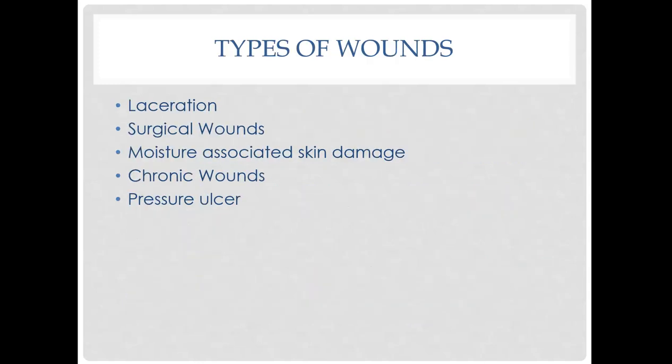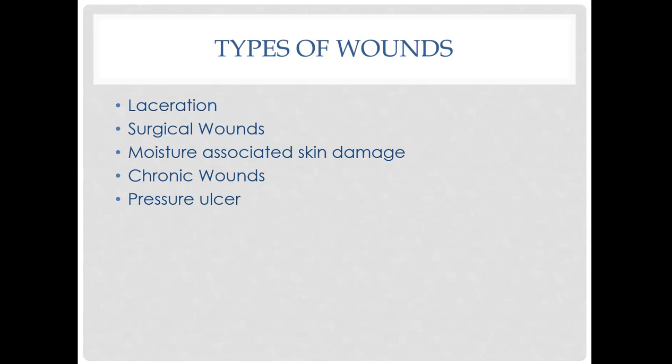Okay, so types of wounds. So laceration. This is usually caused or can be caused by blunt force trauma or by something sharp. This is typically, if someone hits their head or quote unquote busts their lip open, that's a laceration. Or if they have a cut or something from a sharp object, that would also be considered a laceration.